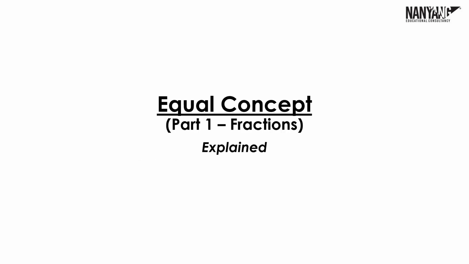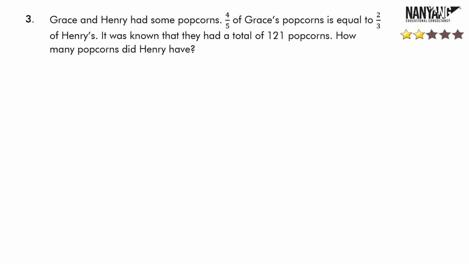Now let's try an intermediate difficulty question. Grace and Henry had some popcorns. 4/5 of Grace's popcorns is equals to 2/3 of Henry's. It was known that they had a total of 121 popcorns. So how many popcorns did Henry have? Feel free to pause the video and attempt the question first, and you can resume once you're ready.